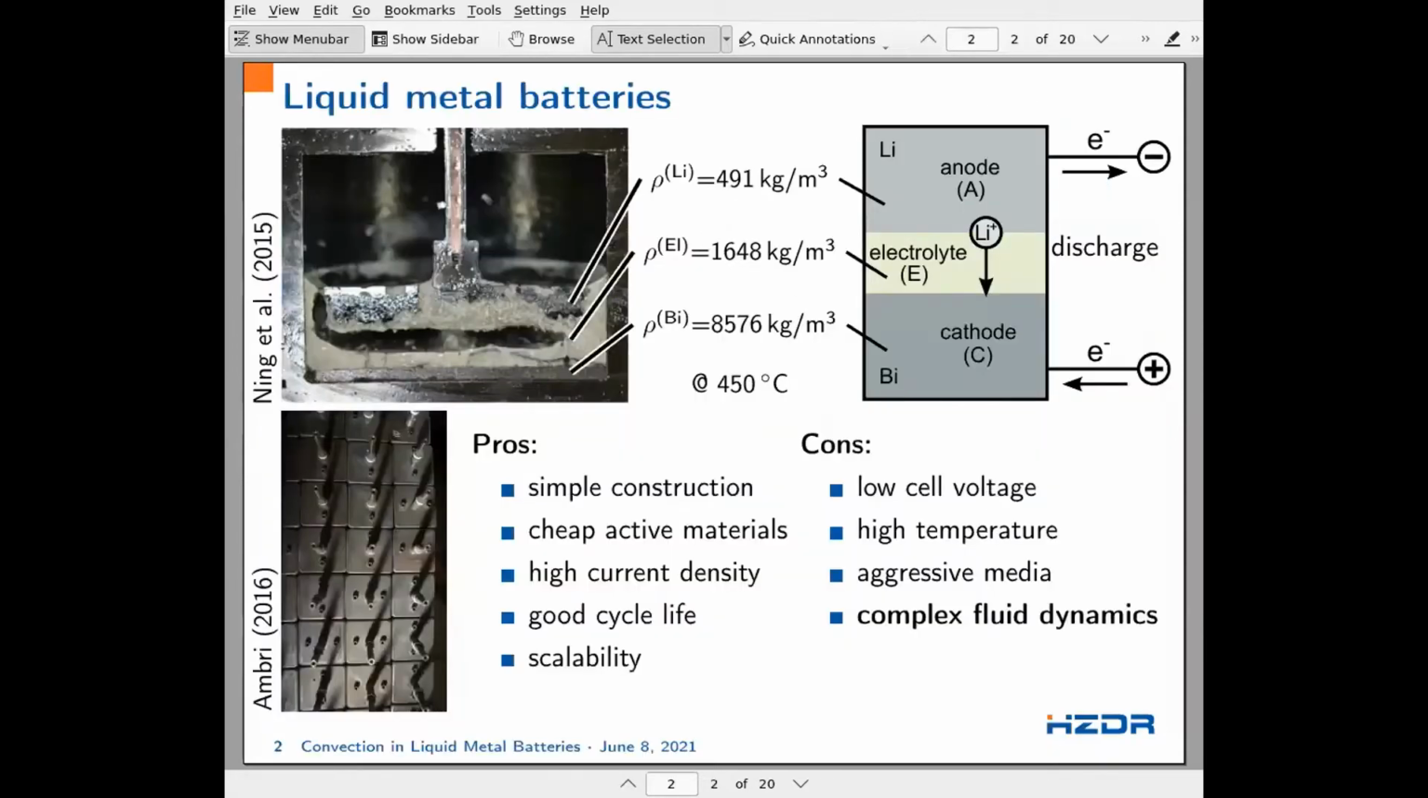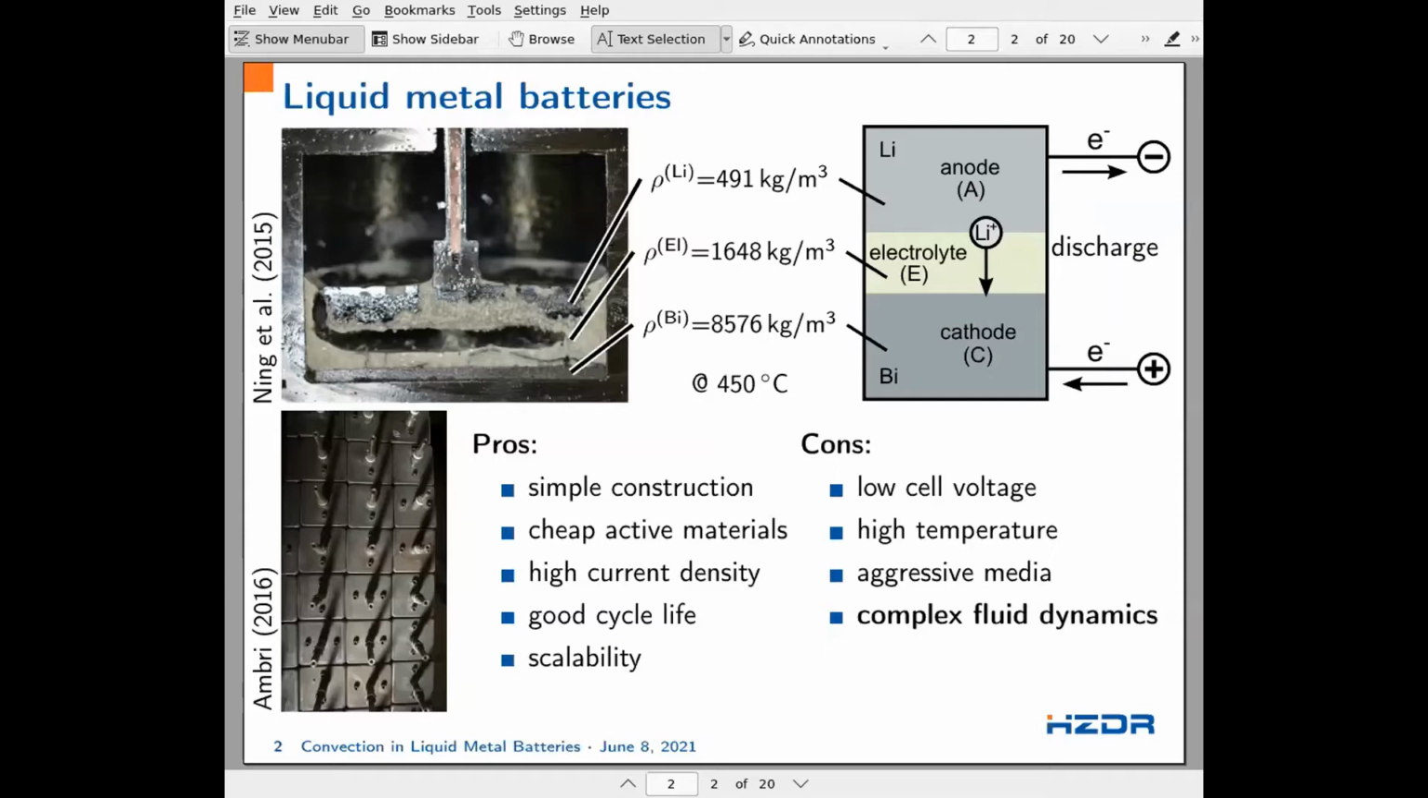Liquid metal batteries are something a bit unusual. They typically don't explode, but they are very hot, 450 centigrade. These are 3 layers of mutually immiscible liquids, basically a fused salt sandwiched between 2 molten metals. And the fused salt is a very important part of every battery. It's an ion conductor. Due to density, these 3 layers are in stable stratification.